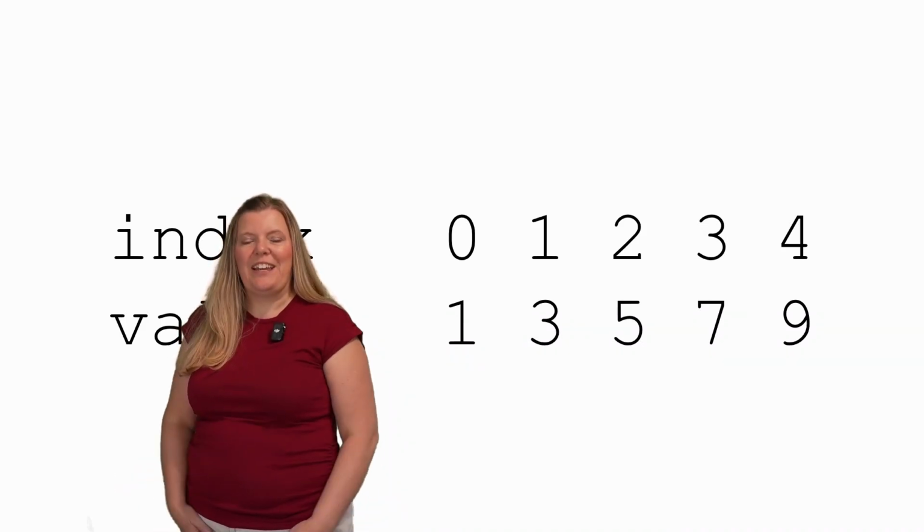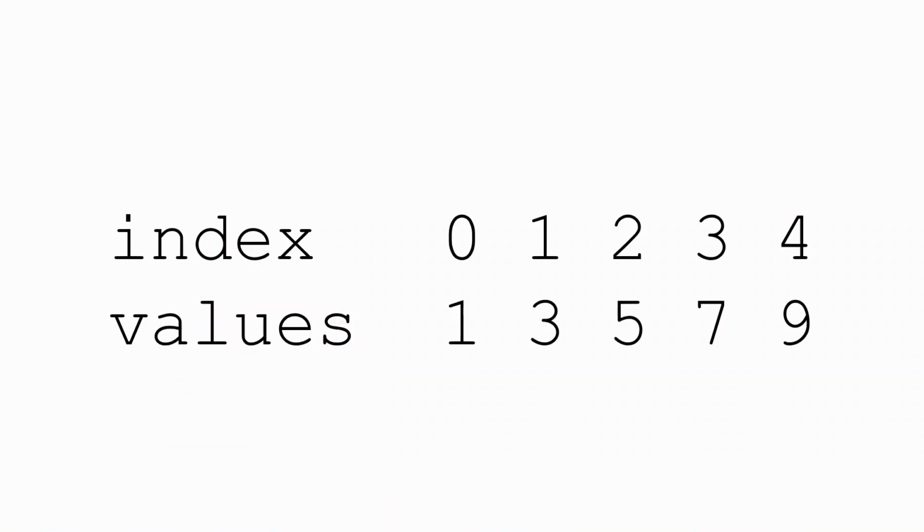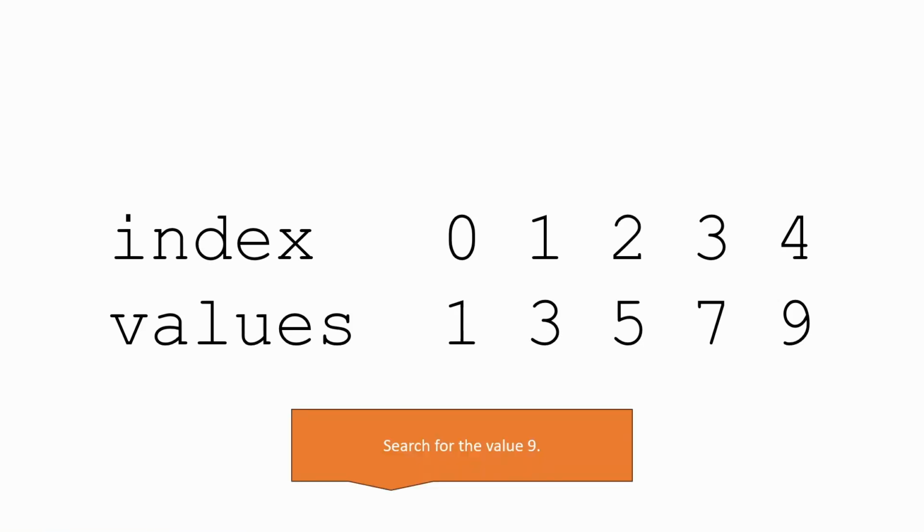If your data is sorted, a binary search might be better. Come on, let's learn some Java. To conduct a binary search, the values in the list need to be sorted. Here they're sorted from least to greatest: 1, 3, 5, 7, and 9. We're going to search for the value 9.